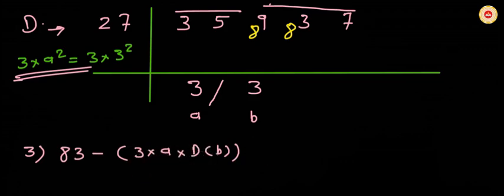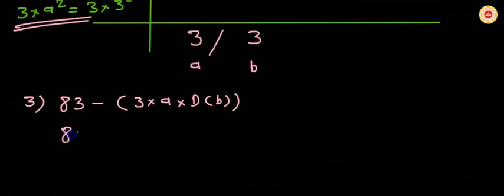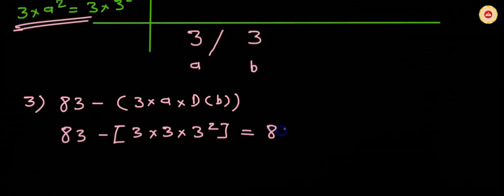Now let us calculate further. 83 minus 3 multiplied by, what is A? A is 3, multiplied by duplex of B. What is B? 3. How do you calculate the duplex of a single digit? Just square that digit. So 3 squared. 83 minus 3 multiplied by 3, 9. 3 squared is 9. 9 multiplied by 9, 81. 83 minus 81 is 2, and 2 is the net dividend. 2 is a positive net dividend.